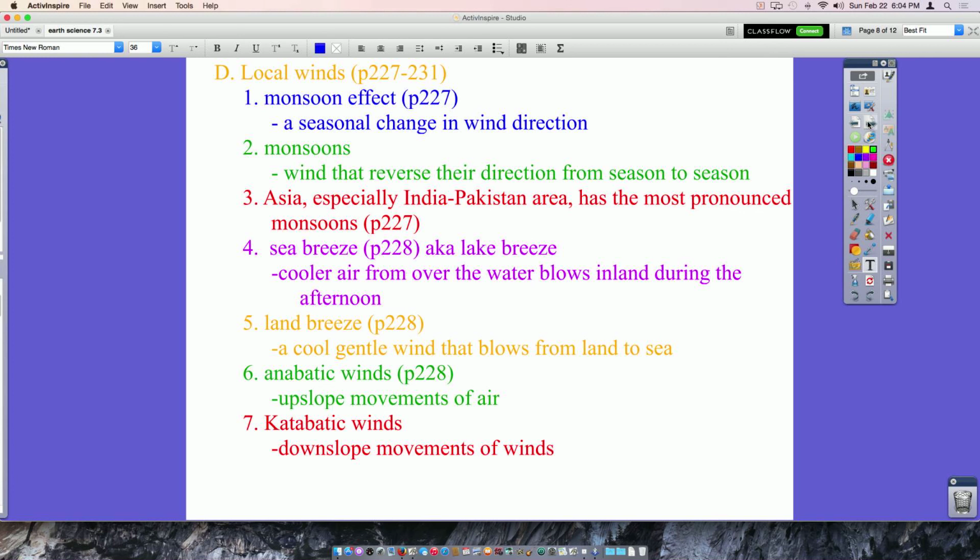Then also with mountains, we're going up and down here, but we see something similar based off of highs and lows, which we'll look at in those diagrams in just a second. We have anabatic winds. These are upslope movements of air. They're moving from the valley up the mountain to the top. Katabatic winds are the opposite. They're moving from the mountains down into the valley. So now we'll look at those diagrams I've been promising.